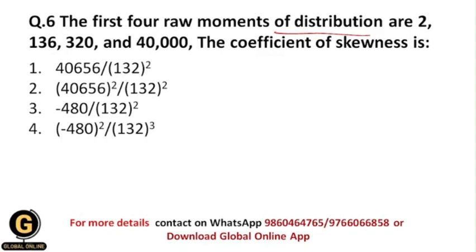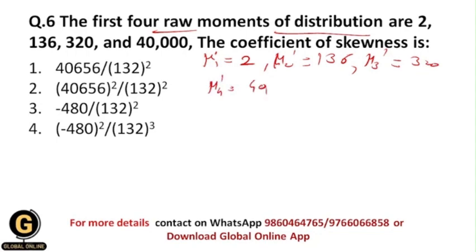In that question they are called the central moments, but here they have given you the values of raw moments. So from the values of raw moments, we need to calculate the values of central moments. First of all, write the values of raw moments. Let us assume mu1' is equal to 2, mu2' is equal to 136, mu3' is equal to 320 and mu4' is equal to 40,000.